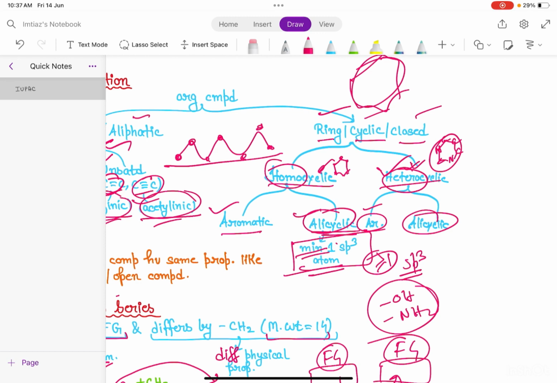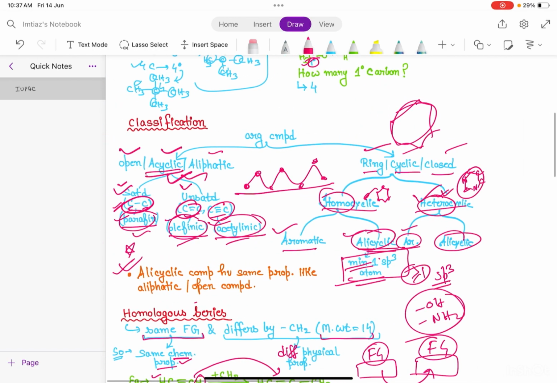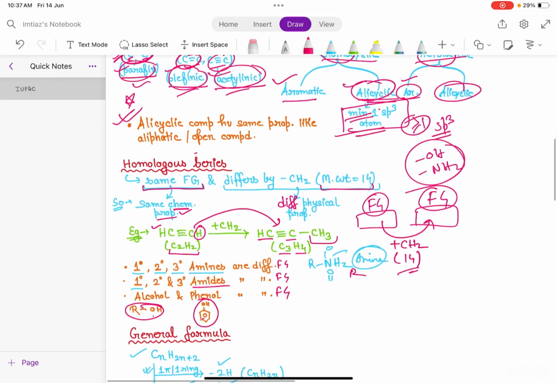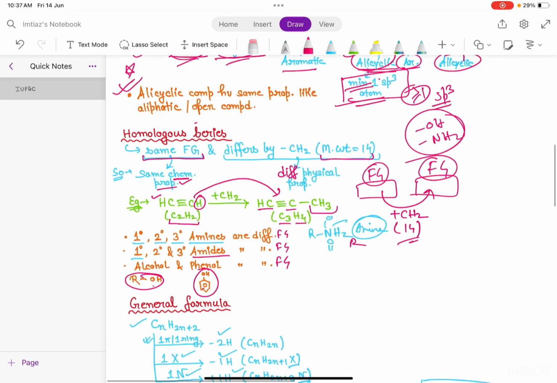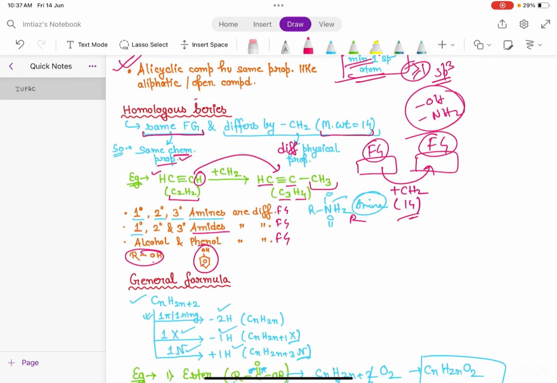at least one sp3 atom must be there, so one or more sp3 atoms will be present, and the property of alicyclic compounds is similar to aliphatic compounds. Homologous series: they have the same functional group, so the same chemical property. They have a difference of CH2, that is molecular weight 14, so they have different physical properties because molecular weight is different. 1 degree, 2 degree, 3 degree amines are different functional groups. 1 degree, 2 degree, 3 degree amides are different functional groups, and alcohol and phenol are different functional groups.